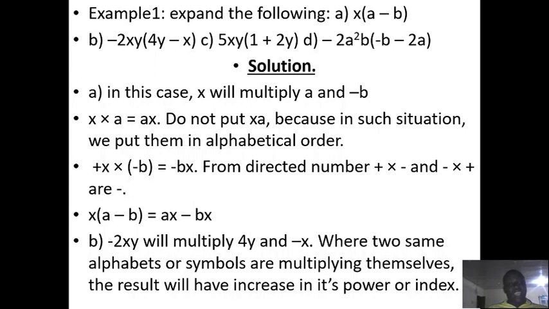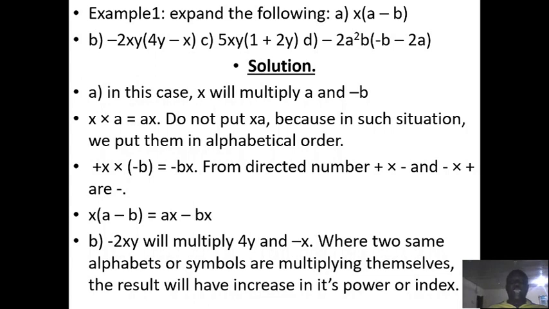I did not say xa. I said ax. Why did I put ax, not xa? You remember, if we have something like 2 times x, we will write 2x. But in algebraic expression, whenever you have two or more variables as a term, you must express them in their alphabetical order. So since we have x times a, we cannot write xa because a comes before x. So that is why we are writing ax.